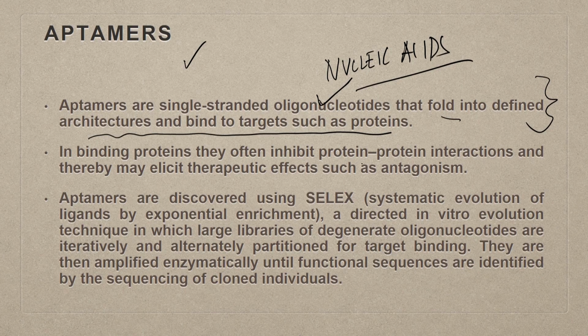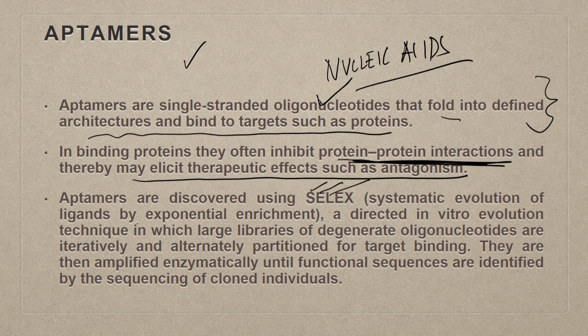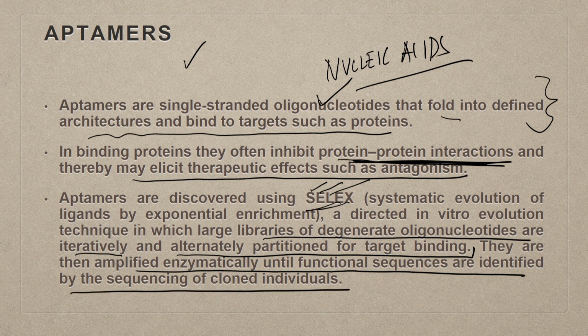In binding proteins, they often inhibit protein-protein interaction and thereby elicit therapeutic effects such as antagonism. Aptamer therapy prevents protein-to-protein interaction and protein-to-protein signaling, thereby eliciting a therapeutic effect such as antagonism. Aptamers are discovered using SELEX, systematic evolution of ligands by exponential enrichment, a directed in vitro evolution technique in which large libraries of degenerate oligonucleotides are iteratively and alternatively partitioned for target binding. They are then amplified enzymatically until functional sequences are identified by sequencing of the cloned individuals. So, this is what aptamer technology is about.